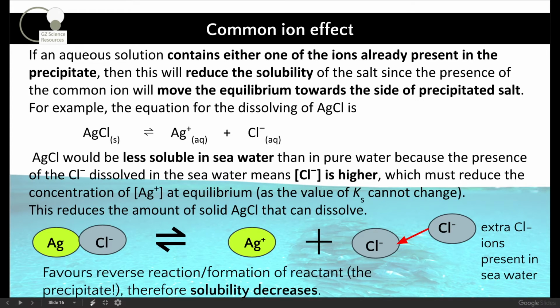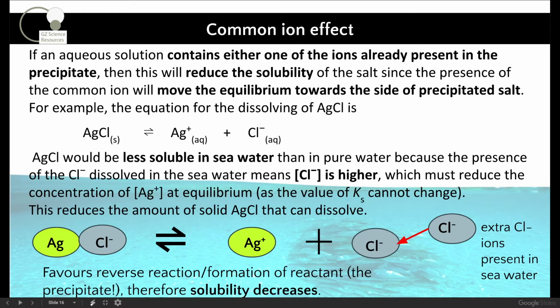And in salt, you have chloride ions, right? So in seawater, there's a large concentration of chloride ions. Those chloride ions will shift equilibrium to form more silver chloride. Less silver chloride would be able to dissolve than in drinking water or fresh water. Make sense? Some nods? Cool. And that's the basic principle of common ion effect.